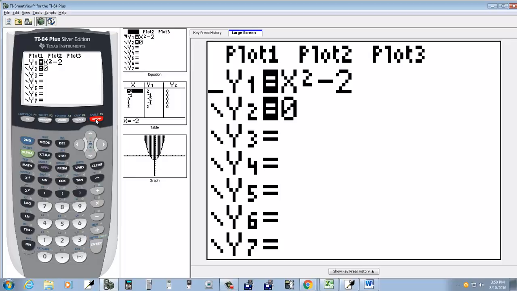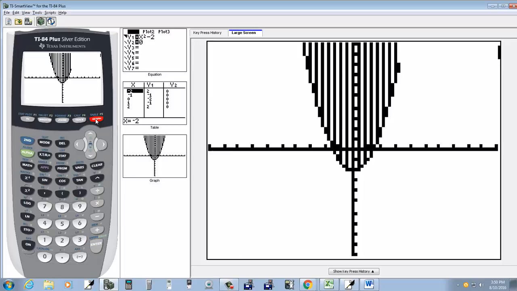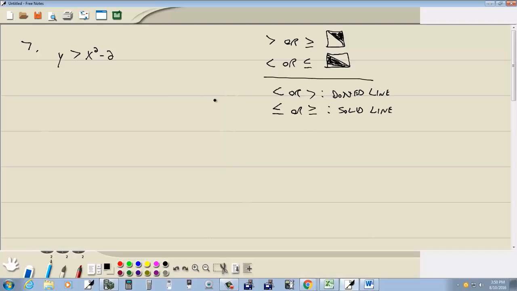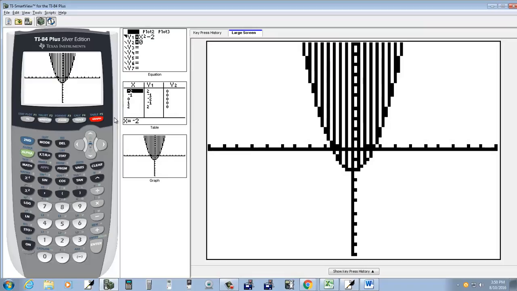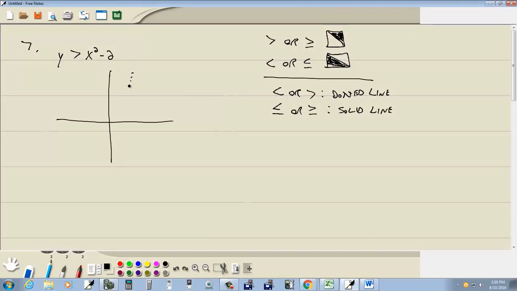Now, once you get that, then you do a graph. And this is almost our answer. The only thing it doesn't give us is that this is a greater than, and greater than says a dotted line. So the line that's separating the shaded from the non-shaded is dotted. So this will be dotted. And then this is shaded in here. And this represents an infinite number of answers. Now that's just our regular one.